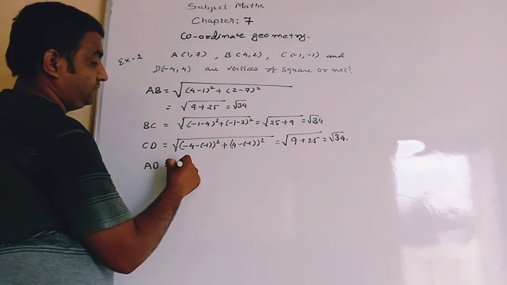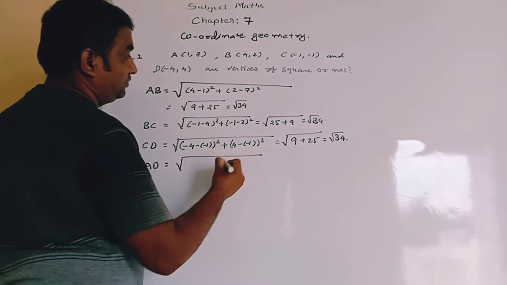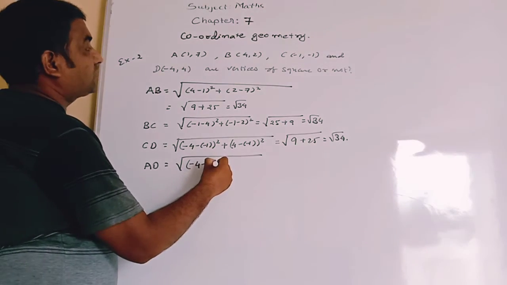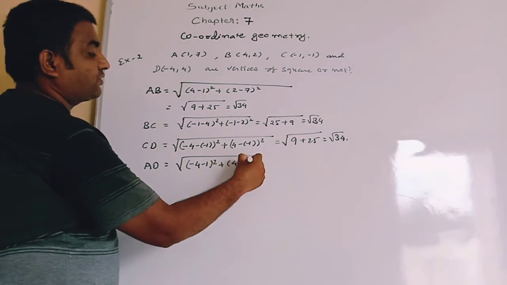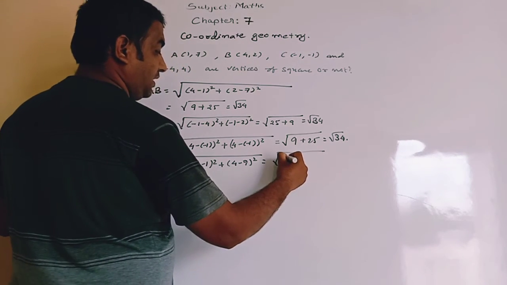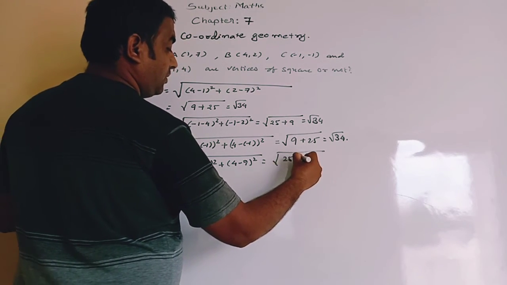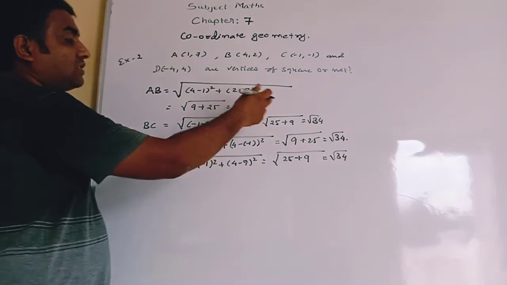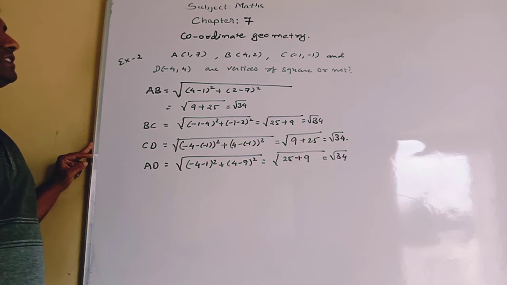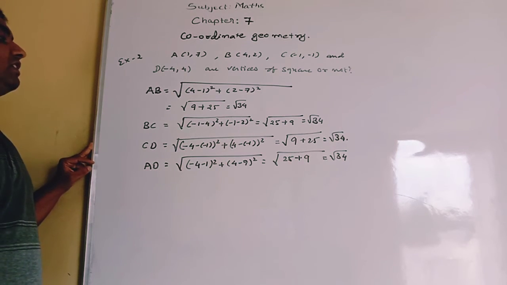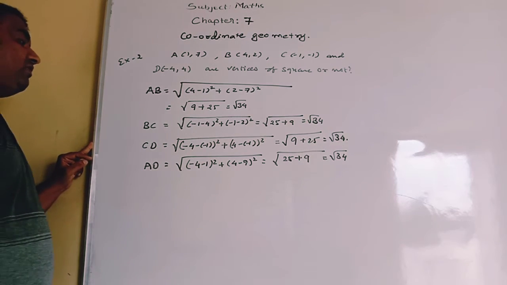Then (-4 - 1)² plus (4 - 7)². So it is minus 5 square 25 plus 3 square 9, so root 34. So here 4 sides are equal, so there is a chance to be a square. But we know that in a square the diagonals are equal, otherwise it can be a rhombus. So to check that they are equal, we will check the diagonals.